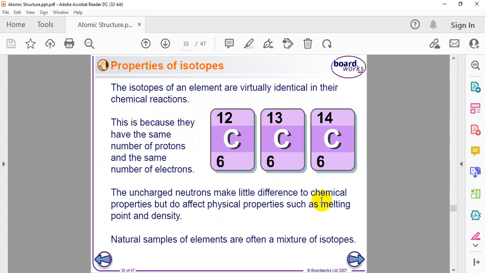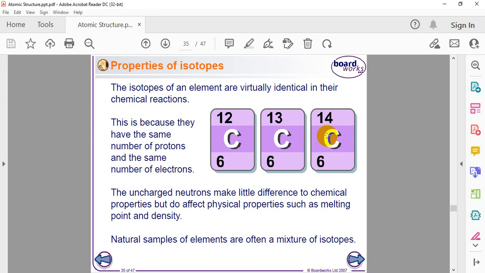The isotopes of an element are virtually identical in their chemical reactions. This is because they have the same number of protons and the same number of electrons. So they are the same in chemical reactions. Carbon 12, carbon 13, carbon 14 have the same chemical properties.